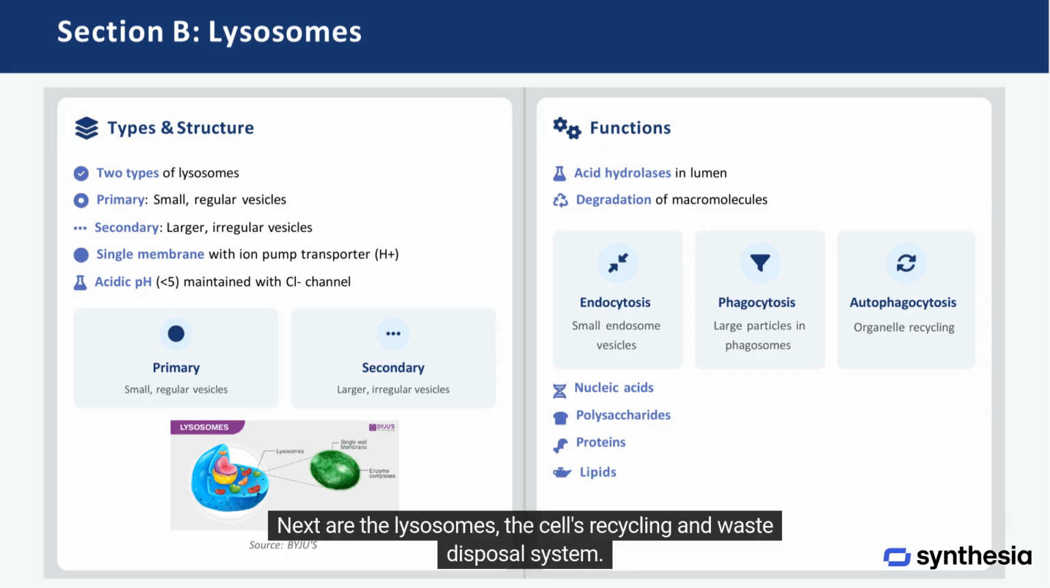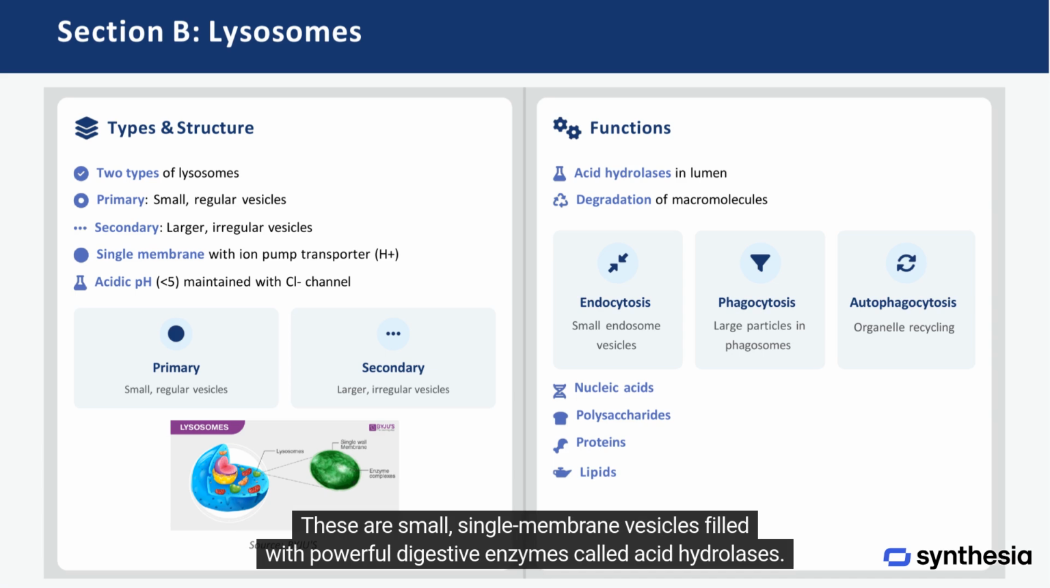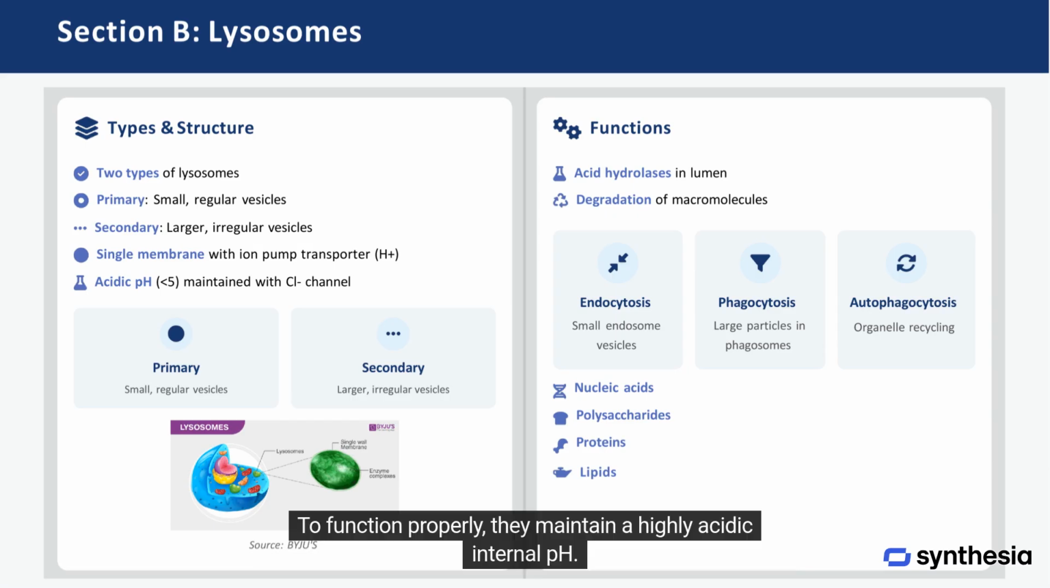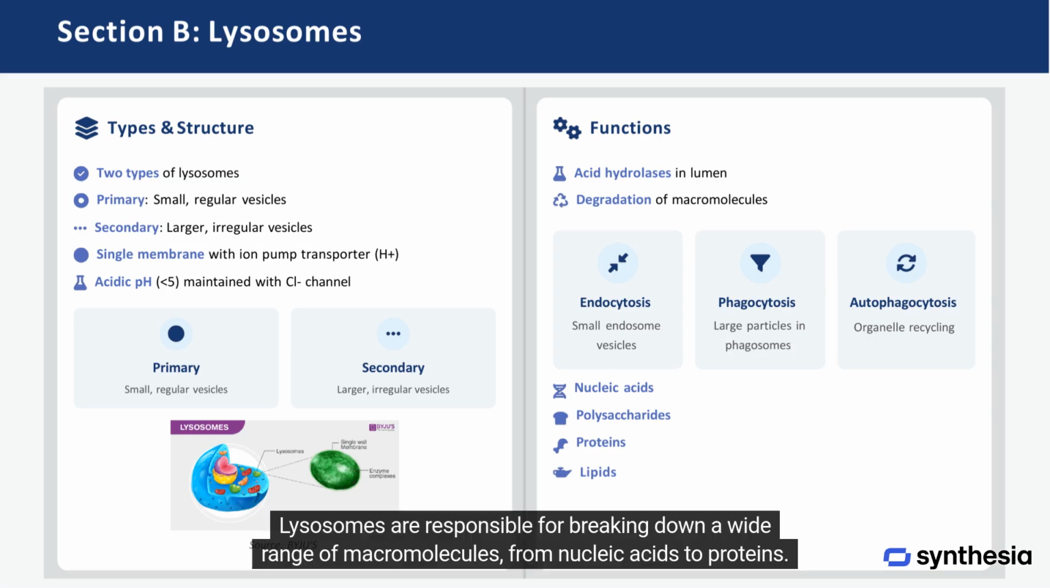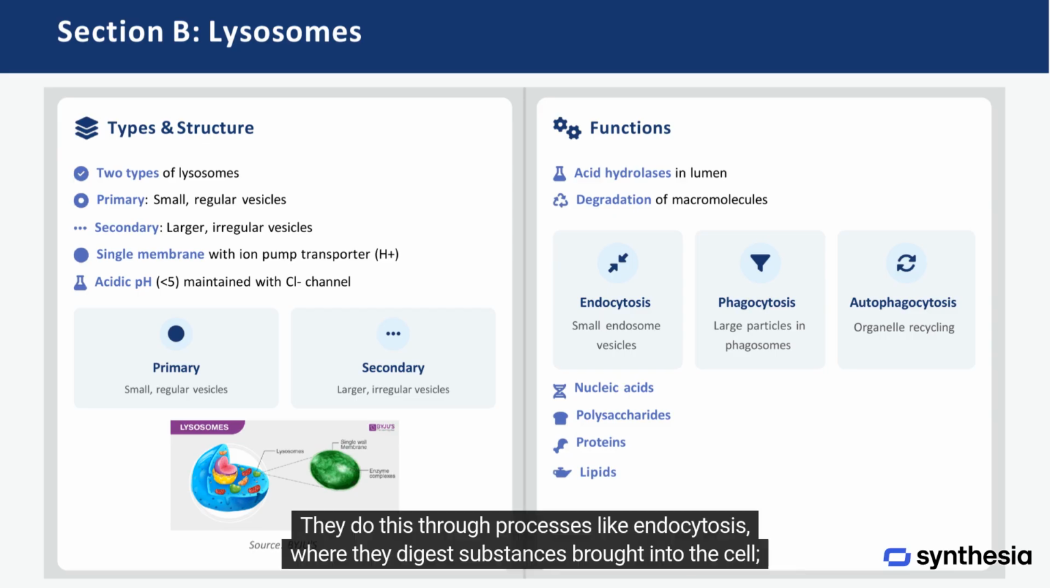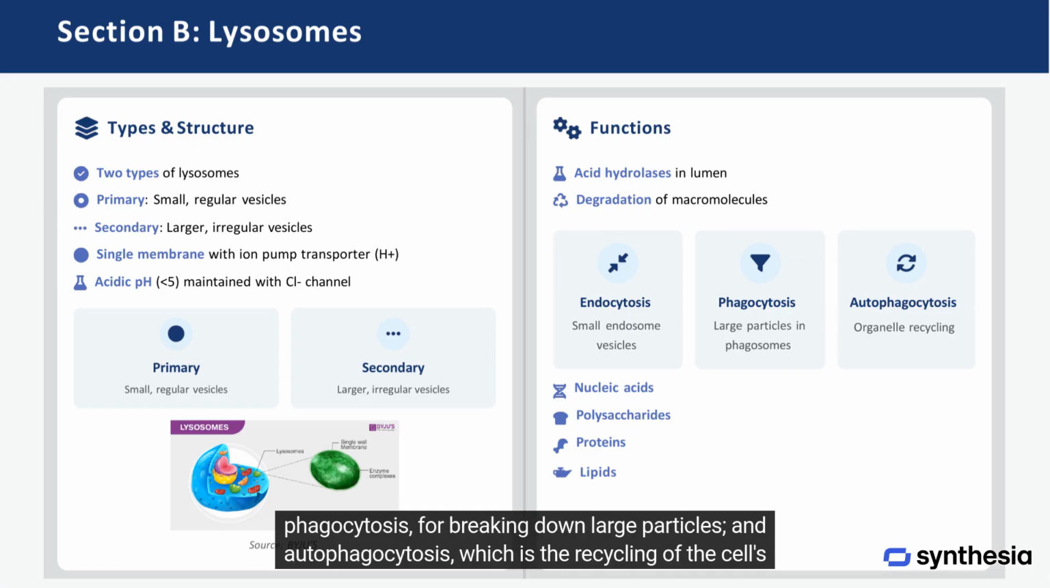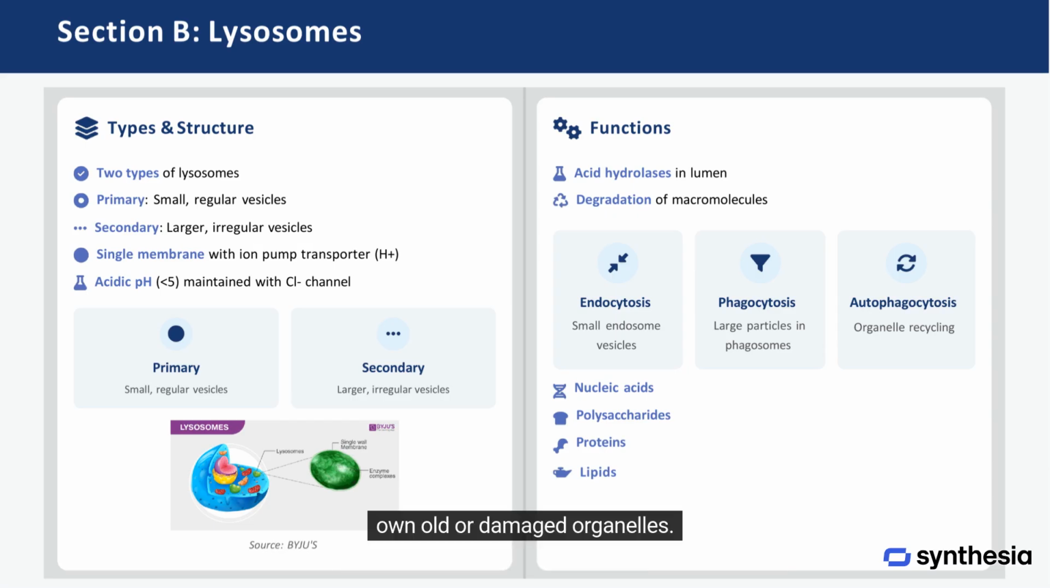Next are the lysosomes, the cell's recycling and waste disposal system. These are small single-membrane vesicles filled with powerful digestive enzymes called acid hydrolases. To function properly, they maintain a highly acidic internal pH. Lysosomes are responsible for breaking down a wide range of macromolecules, from nucleic acids to proteins. They do this through processes like endocytosis, where they digest substances brought into the cell, phagocytosis for breaking down large particles, and autophagocytosis, which is the recycling of the cell's own old or damaged organelles.